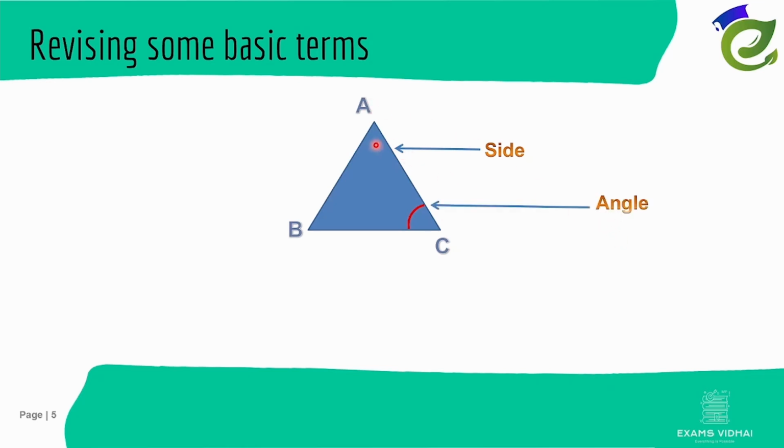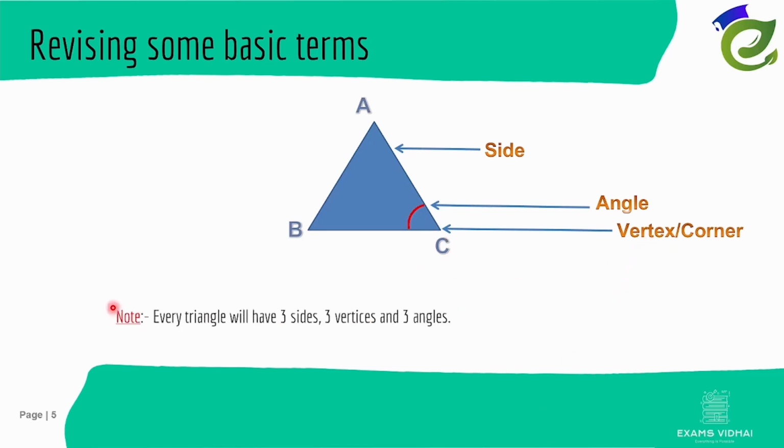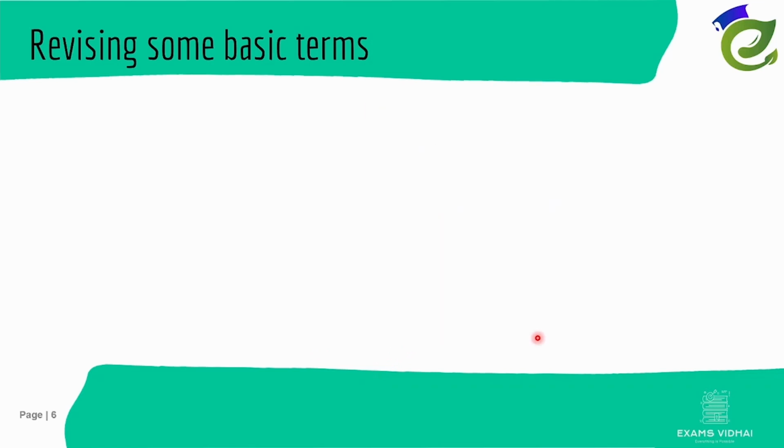Angle: the shape formed when any two sides meet is called an angle. So here ACB, CBA and BAC are three angles of this triangle. And vertex or corner: the point at which any two sides meet is called a vertex or corner. So here A, B, C are three vertices of this triangle. Note, every triangle will have three sides, three vertices and three angles. If any shape doesn't satisfy these conditions, then it's not a triangle.